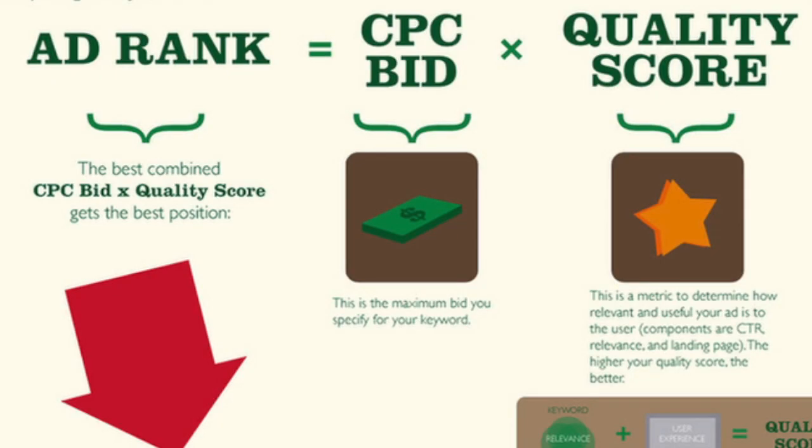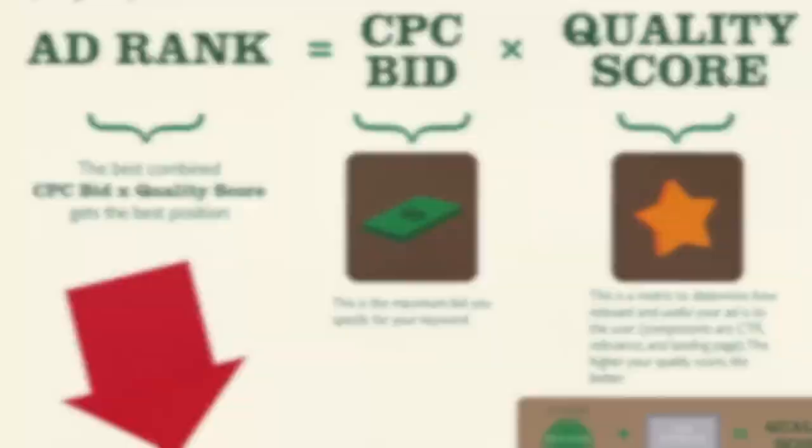This is the minimum amount of money you are willing to spend for each click your ad gets on a search engine results page. This is known as a SERP. If you are willing to bid $5 per click and the next closest bid amount was $3 per click from a competitor, you would win the bid and get the higher ranking.